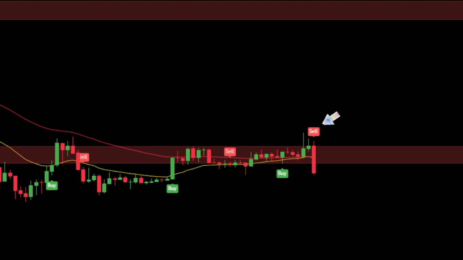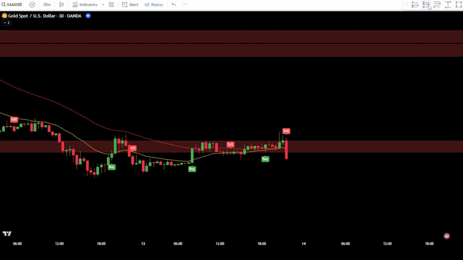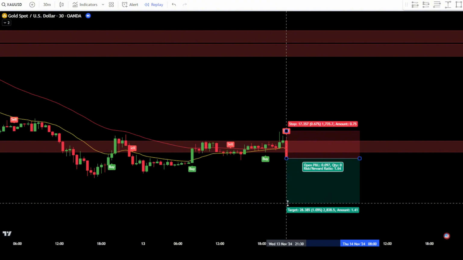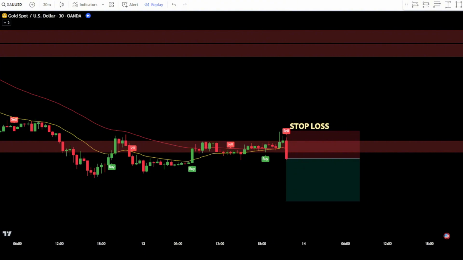Look for a sell signal from the UT bot alerts indicator. Ensure the candlestick that forms is a bearish candlestick. If all conditions are met, place your sell entry after the bearish candlestick has closed. Set your stop loss slightly above the resistance area. Use a risk-to-reward ratio of 1 to 1.5 to determine your take-profit target.